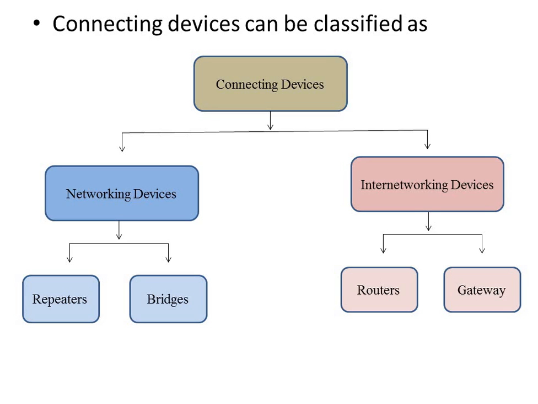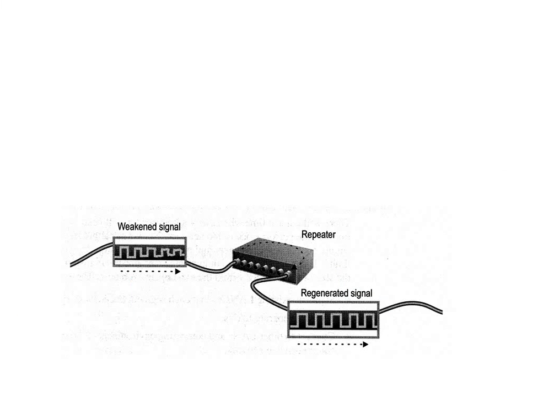So networking devices are repeaters and bridges. These are the networking devices. And internetworking devices are routers and gateways. So you can easily classify the devices on the basis of networking and internetworking. For what purpose you will be using it, depending on that, the devices will be classified as networking devices and internetworking devices. So this is how the repeater works, repeaters and hubs.